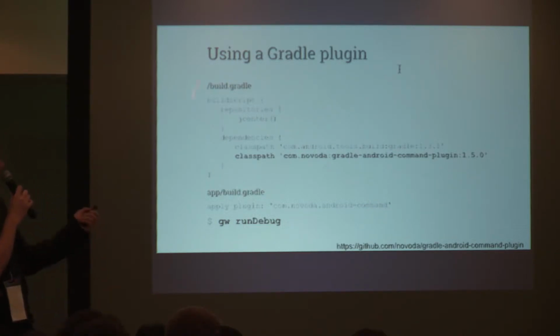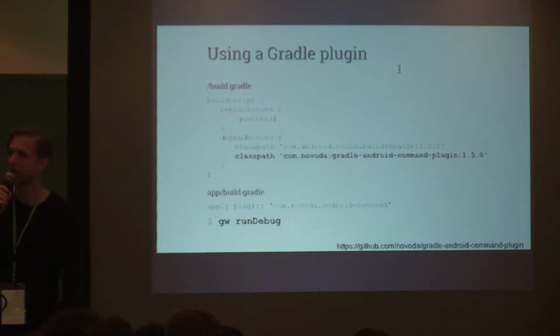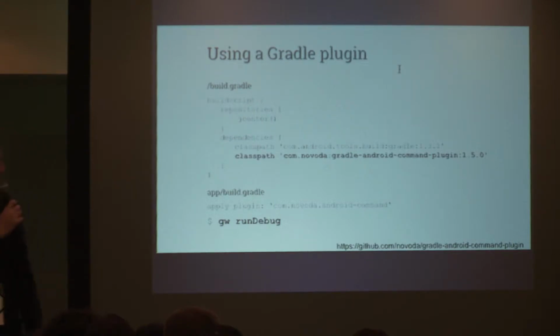Yeah, exactly. So you see in the root build script, you define the dependency of your build script, and then in your Android-specific build script here, you just apply the plugin the same way you apply the Android plugin, right?